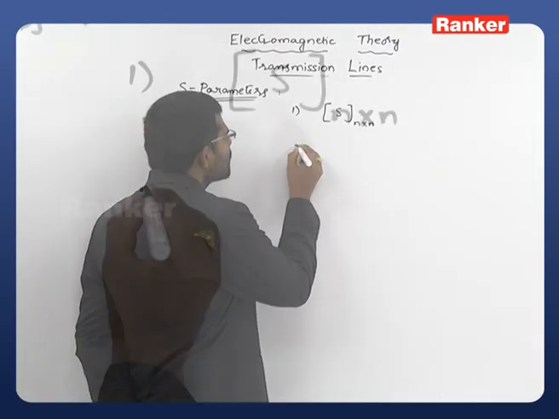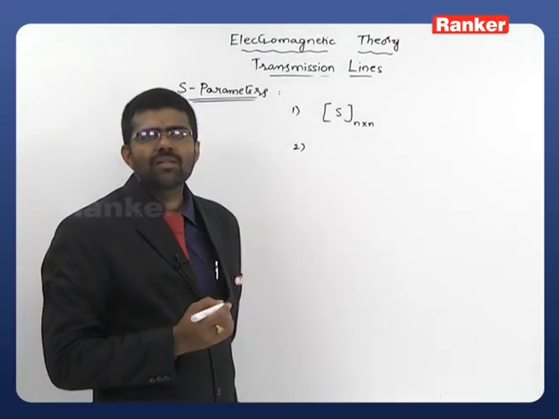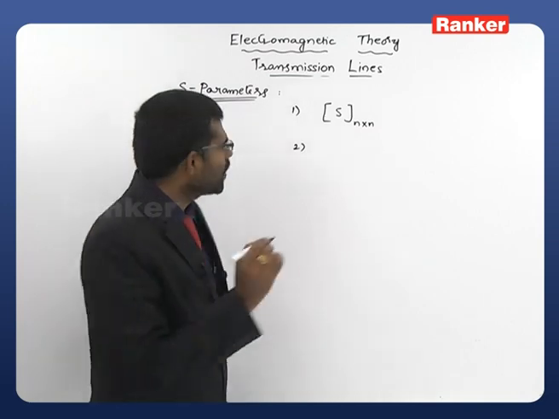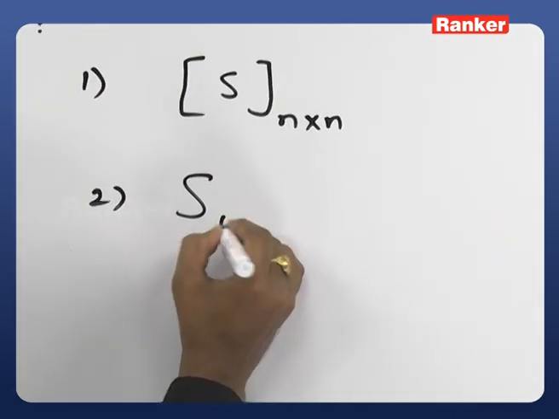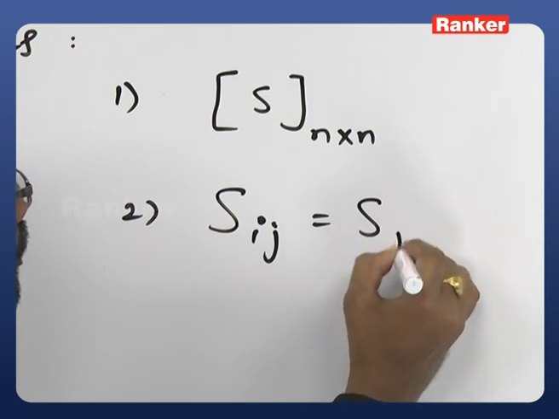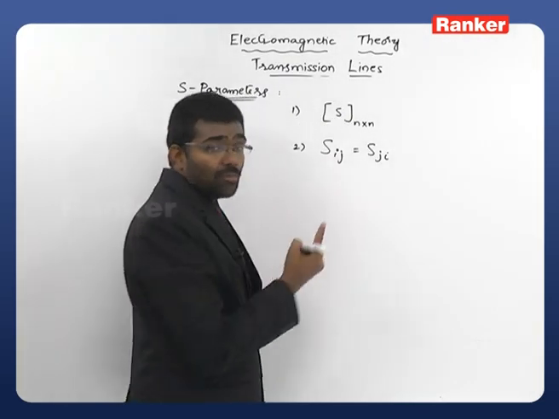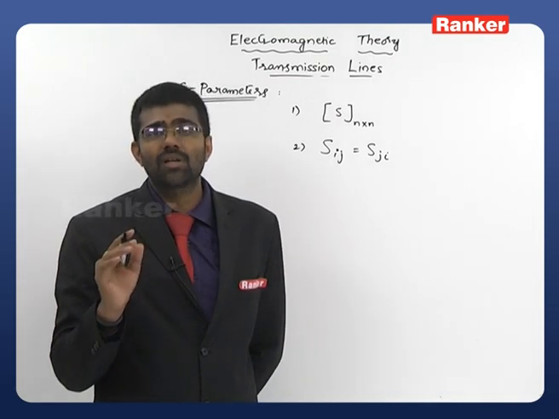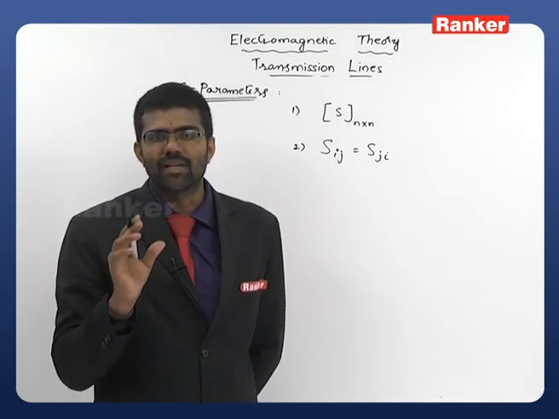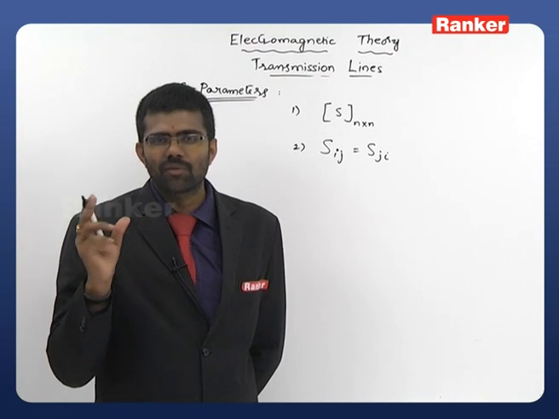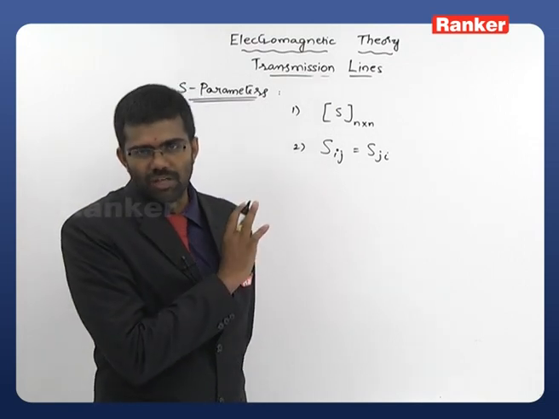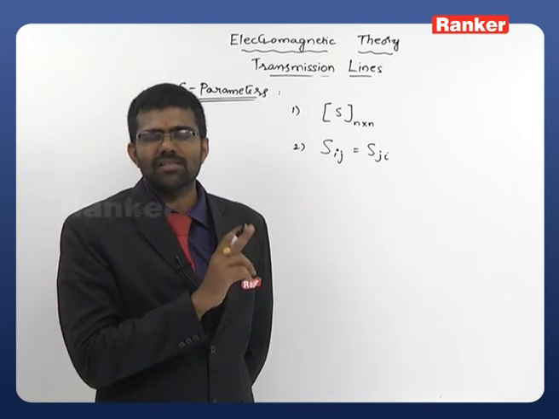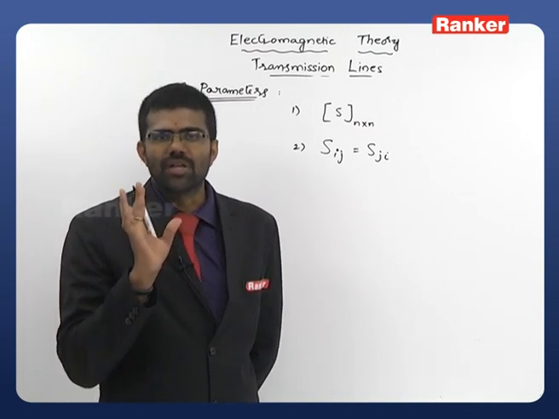And for a reciprocal junction or a reciprocal device, it is always a symmetric matrix. Symmetric matrix means Sij is equal to Sji. Clearly remember that this is only for a reciprocal device. If it is a non-reciprocal device like a circulator, isolator, gyrator, all these are microwave devices, then this property is not applicable. Right? Whenever the junction is a reciprocal junction, then it is a symmetric matrix, Sij is equal to Sji.